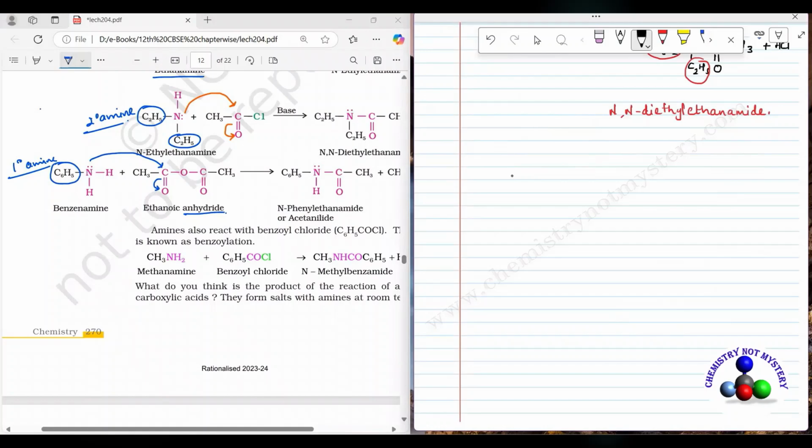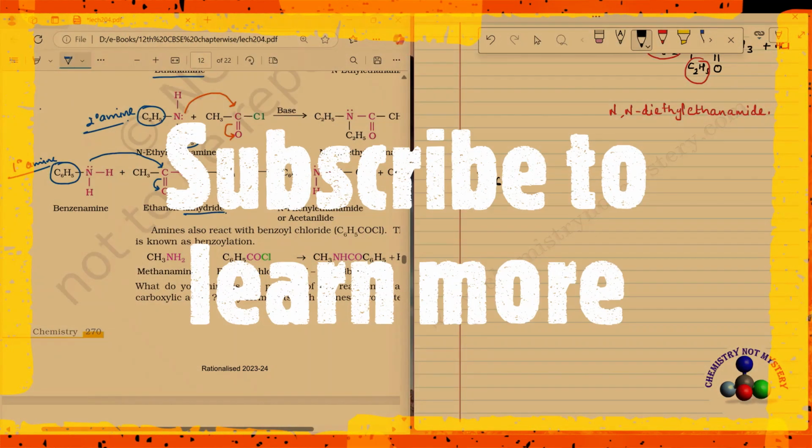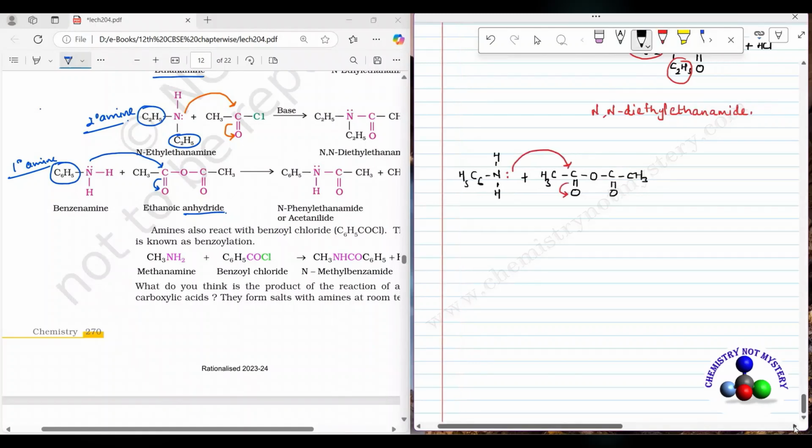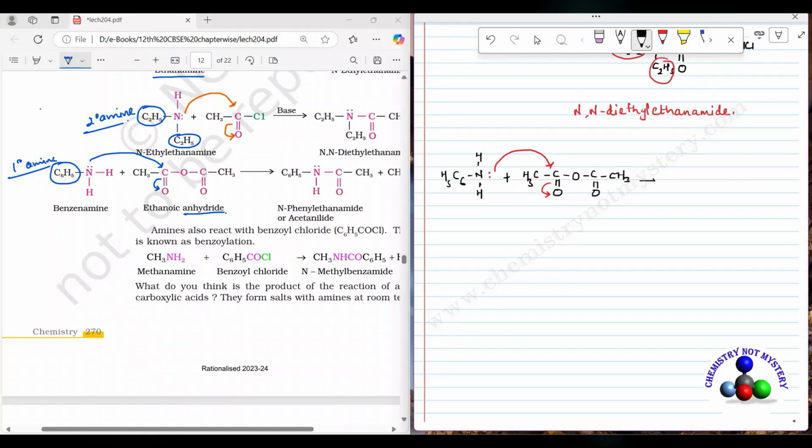So let's write the reaction between benzamine and ethanoic anhydride. So here it is C6H5, and here it is bonded with NH2. Nitrogen has lone pair of electron. When it react with ethanoic anhydride, means anhydride formed by the ethanoic acid. So here O, C double bond O, CH3. So it will attack on the carbonyl carbon, and now pi bond move to oxygen. So here you will get the product.